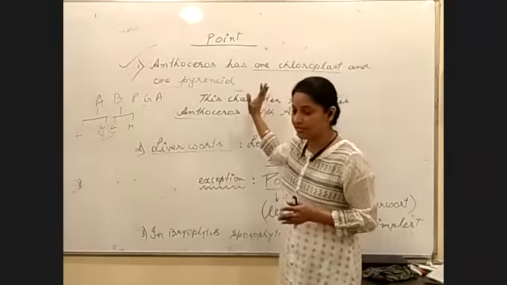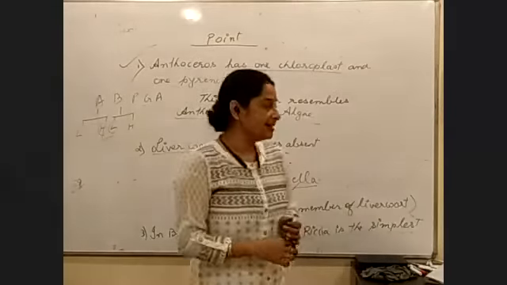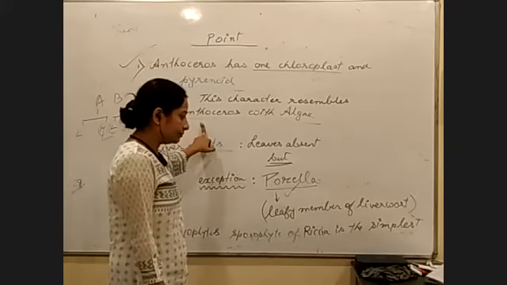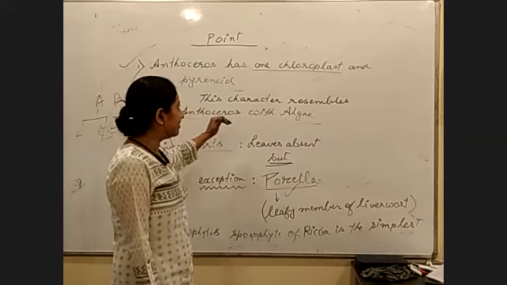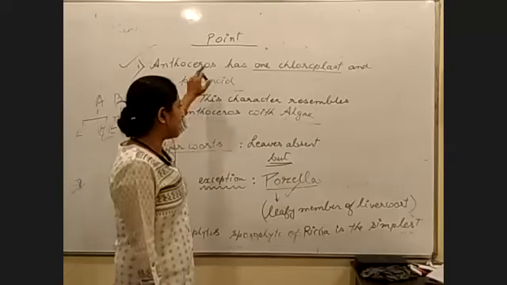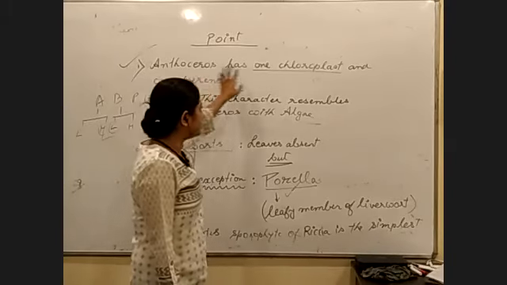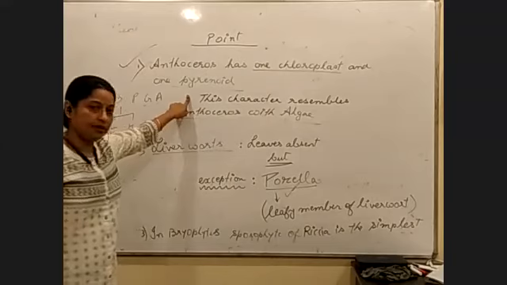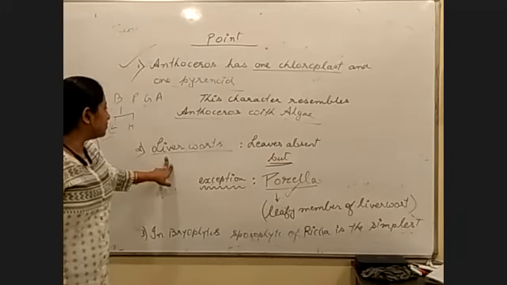Question ahead, so please read this carefully. Is it clear? What is the algal character seen in Anthoceros? The algal character seen in Anthoceros is the presence of one chloroplast with one pyrenoid. Next, coming to point number 2.